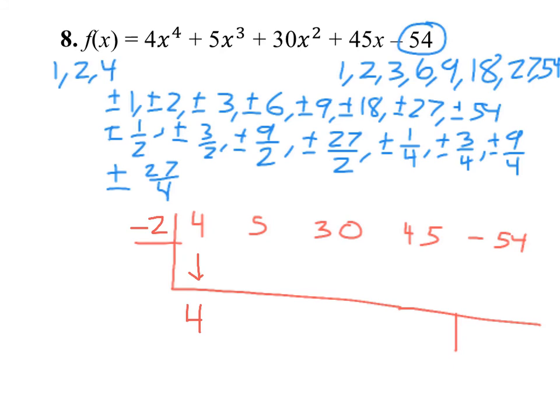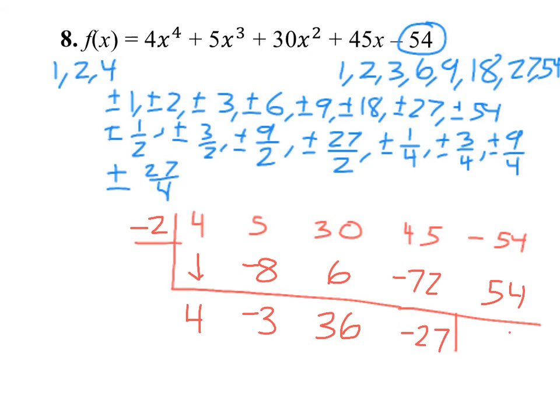Bring down the 4. 4 times -2 is -8. Then I add 5 and -8. Multiply -2 and -3. 30 plus 6 is 36. Multiply by -2, you get -72, -27, +54, and a remainder of 0.